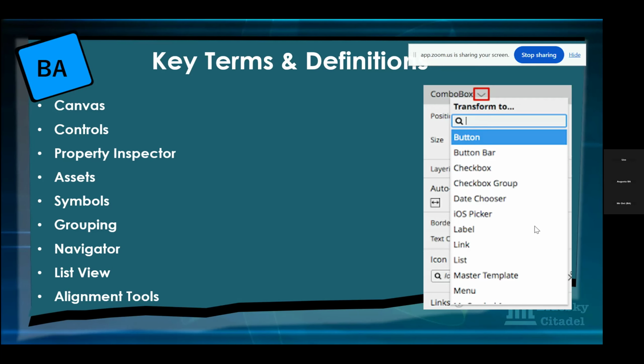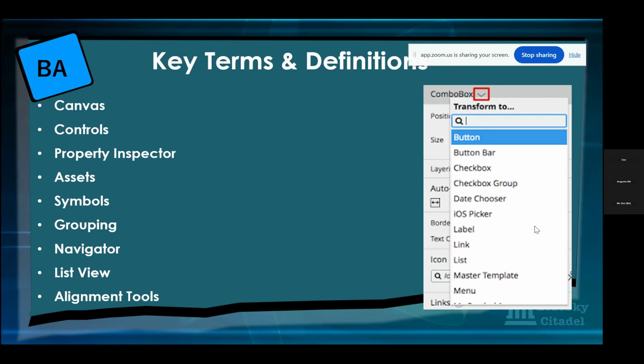Okay, so there are terms you're going to be familiar with. There's a canvas, which is the website where you work. That's your canvas. The controls are all these different buttons you use. The property inspector, every control is called a control. All the buttons I'll show you, they're called controls.